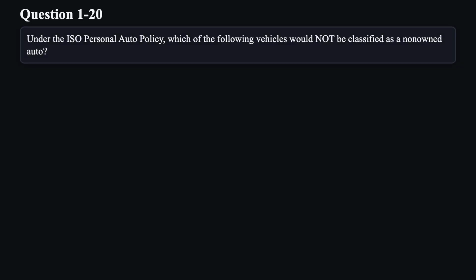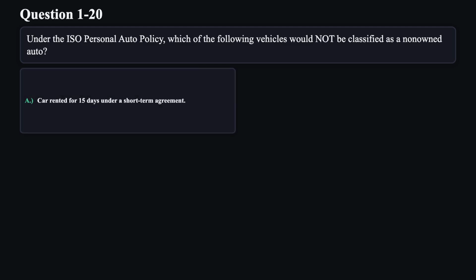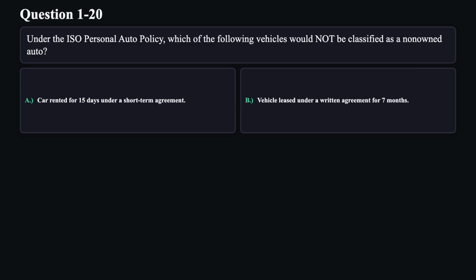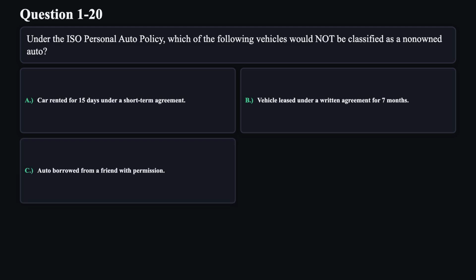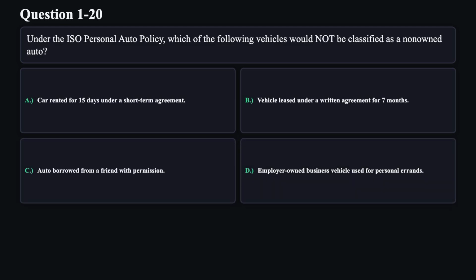Question 20. Under the ISO personal auto policy, which of the following vehicles would not be classified as a non-owned auto? A. Car rented for 15 days under a short-term agreement. B. Vehicle leased under a written agreement for 7 months. C. Auto borrowed from a friend with permission. D. Employer-owned business vehicle used for personal errands.